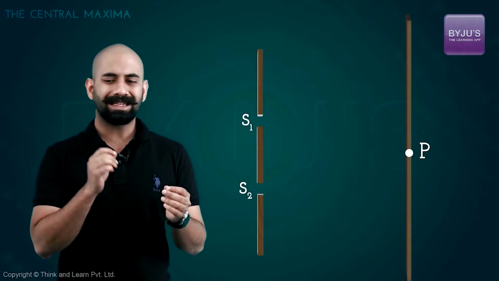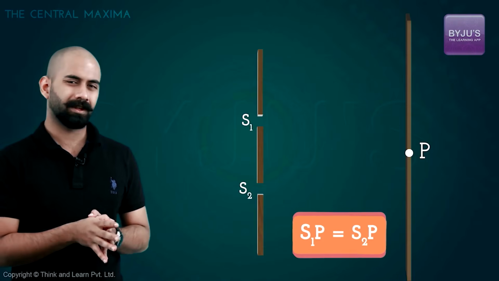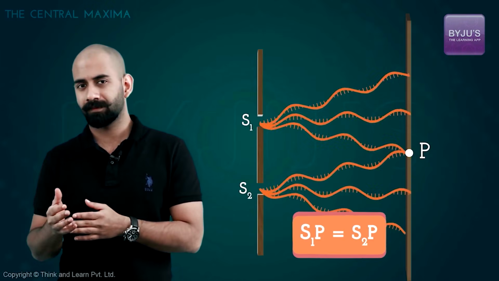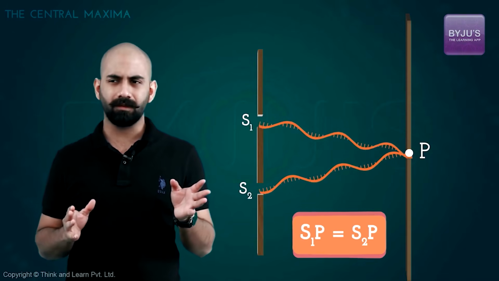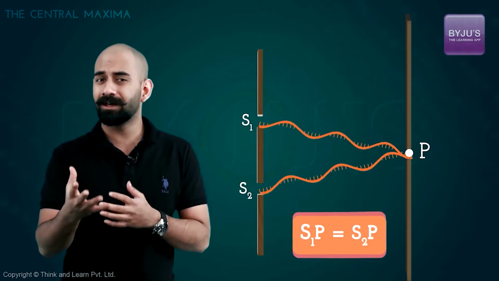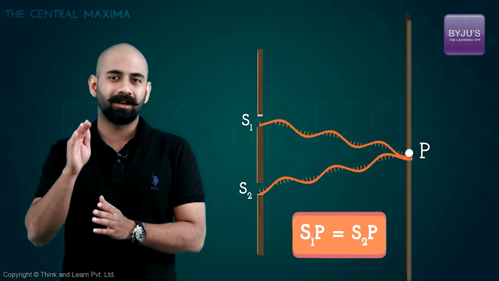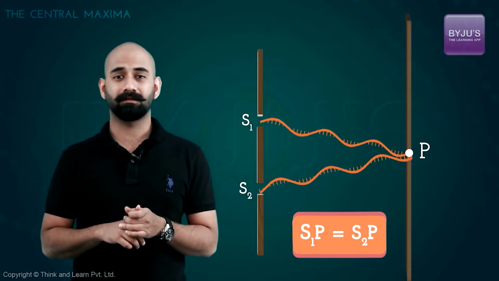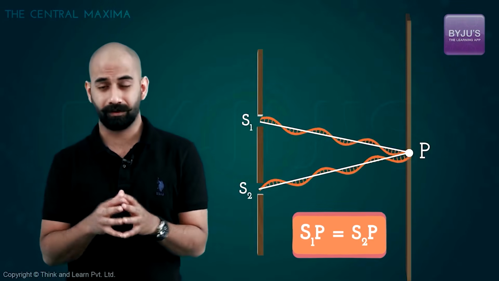Now, let's consider a point P on the screen, which is equidistant from S1 and S2. What would happen over there exactly? Because S1 and S2 are the sources, they will produce waves, but only two waves reach P, one from S1 and one from S2. S1 and S2 produce infinite waves in all directions, but we don't have to worry about all that. We only have to worry about the waves reaching P from S1 and S2. So if I draw the lines S1P and S2P, I'm only worried about those two waves.